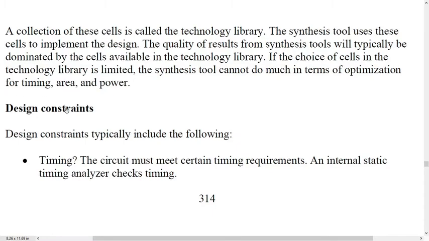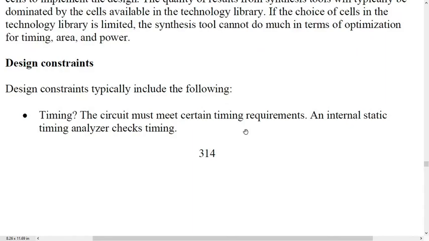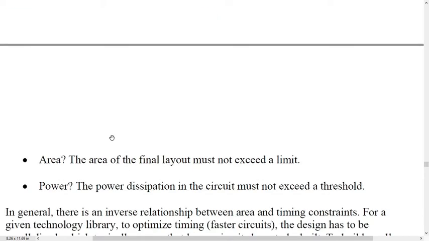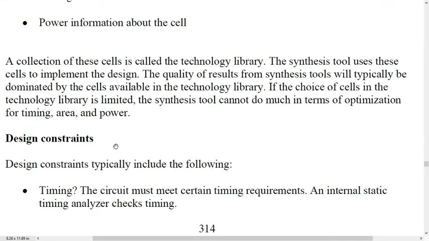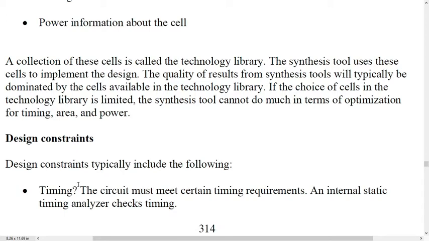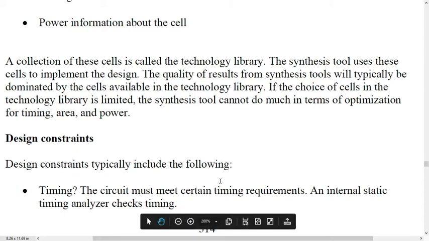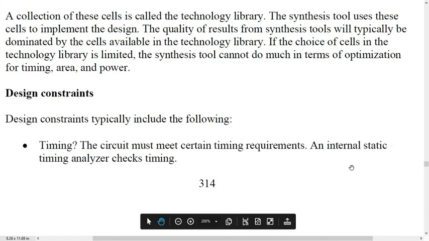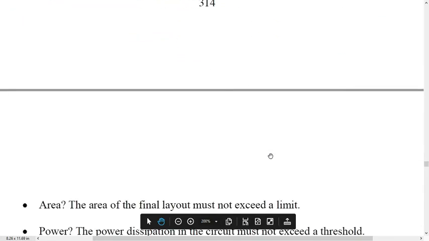Then we will have design constraints. Design constraints typically include timing, area, and power. We will have three design constraints. Timing: basically I need to have less time, the time required should be as minimal as possible. The circuit must meet certain timing requirements. An internal static timing analyzer will check the timing analysis.